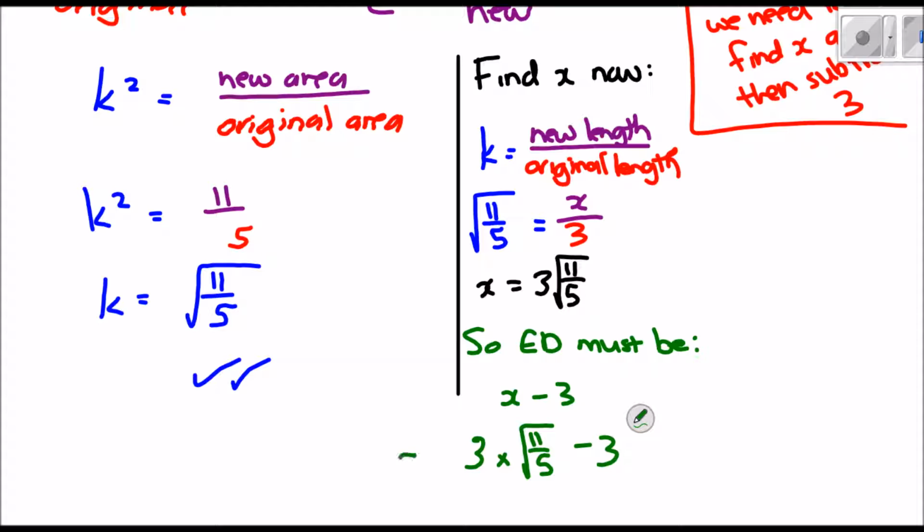So ED equals, and plug that into the calculator. Write it out to lots of decimal places. Let's see, what do you get? You get 1.447972, and then round it to 3 significant figures. What would that be to 3 significant figures? That would be 1.45.